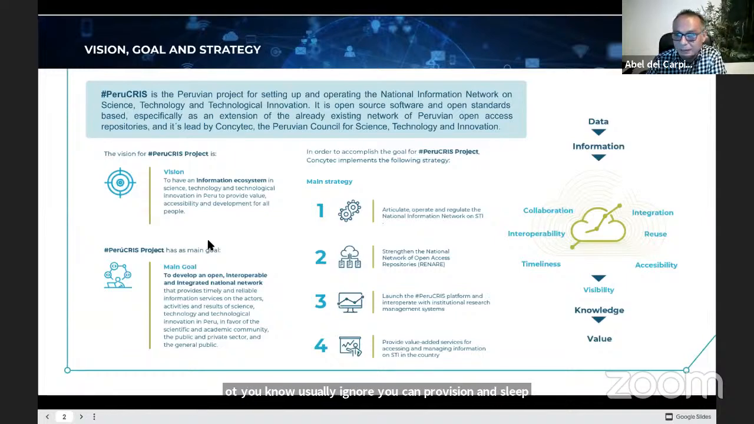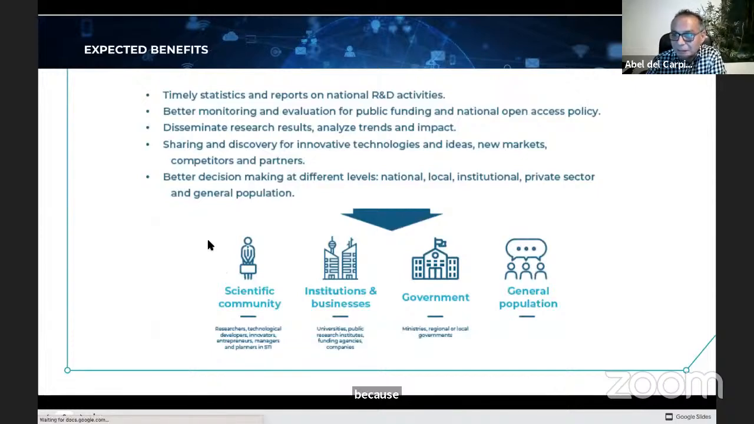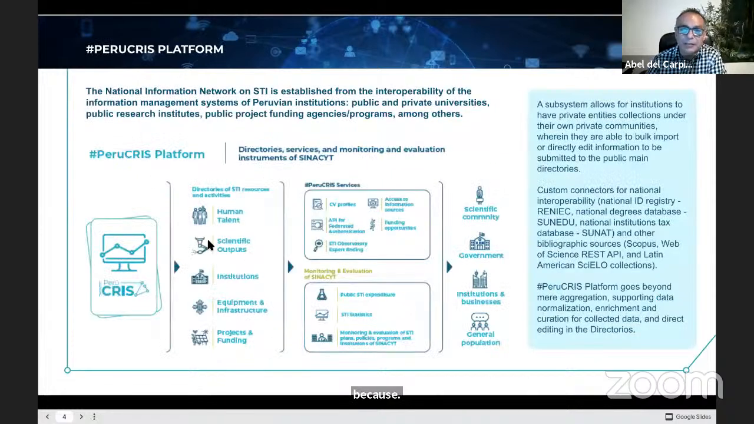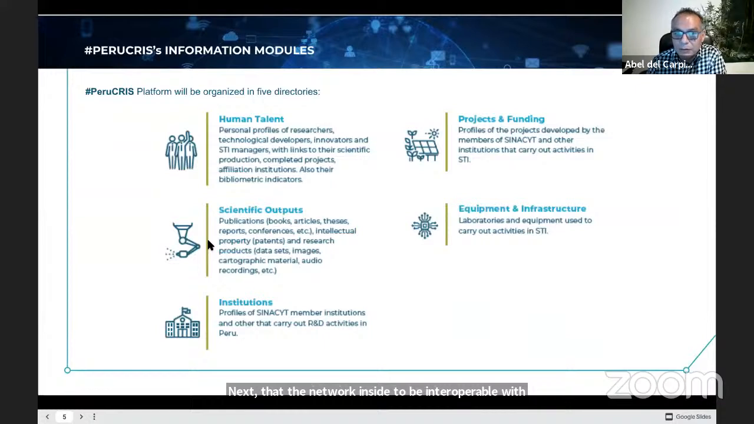The network is designed to be interoperable with PRI systems and open access repositories, and also to allow for direct submission into the National Central Hub Perupris platform for institutions and researchers. The Perupris platform is based on open software and open standards, specifically an extension of the already existing network of Peruvian open access repositories.